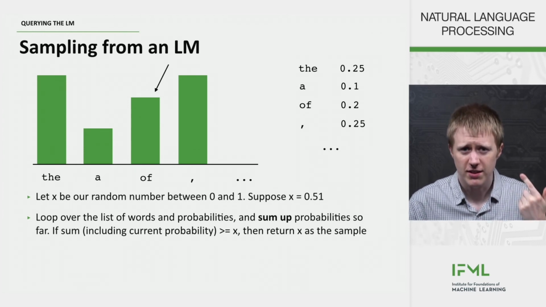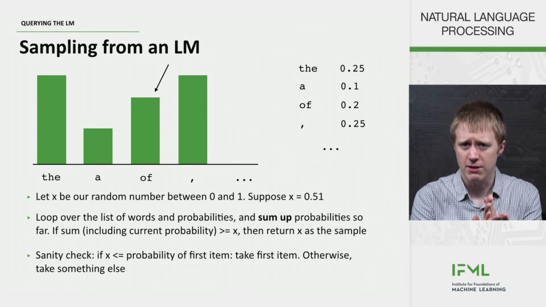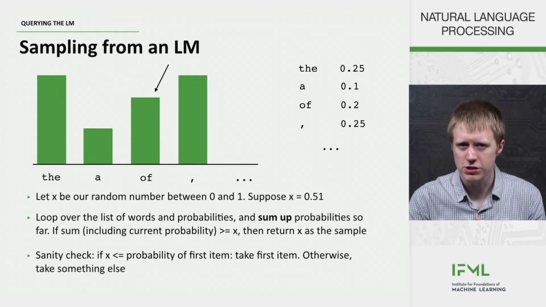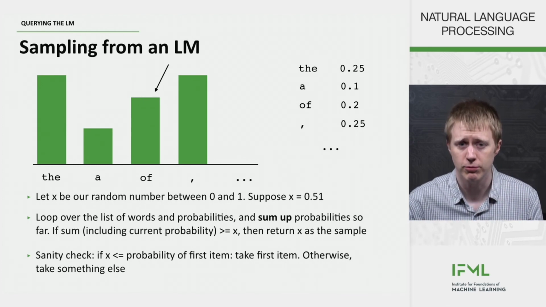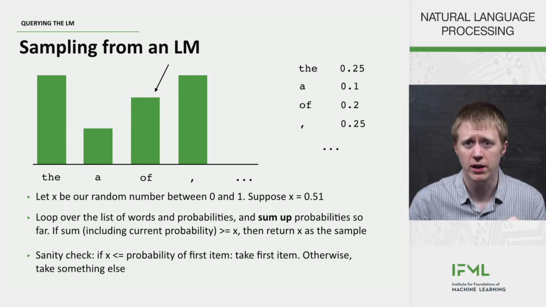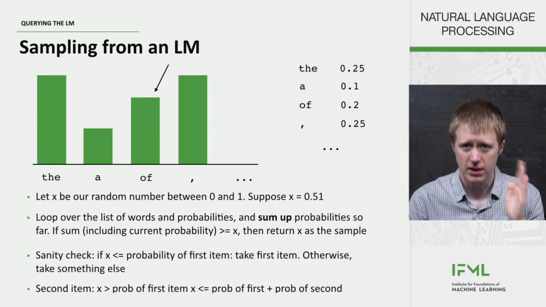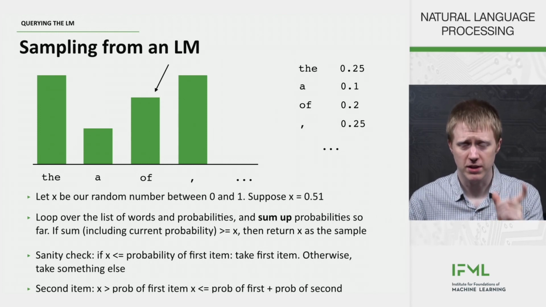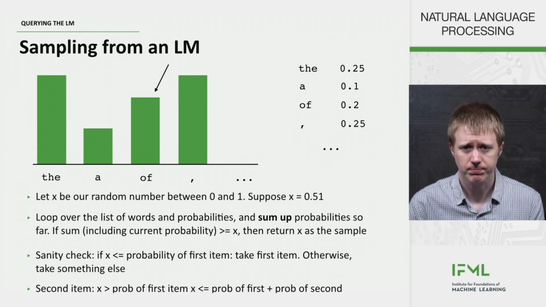Just to convince ourselves that this does something reasonable, when would we return "the"? We'll return "the" if x is less than 0.25. That matches the probability we should be getting, right? We have a 1 in 4 chance of drawing an x that low, so we'll get "the" 1 in 4 times. Otherwise, we'll move on. For the second word, "a", we pick it if x is greater than 0.25 but less than 0.35. So by looping through this, we're taking that random number from 0 to 1 and using it to get a sample from this distribution.